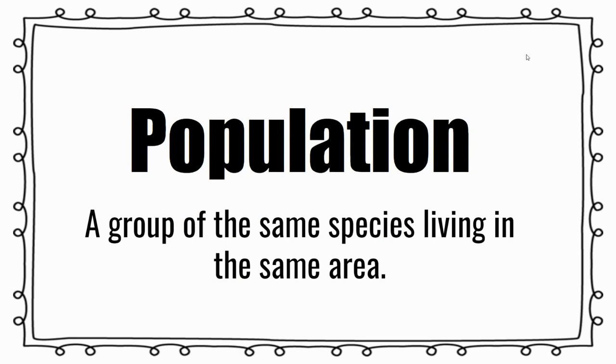So the first definition is population, and a population is a group of the same species living in the same area. Okay, so a lot of the time when we think of populations, we think of how many people live in a city, because that's the number of human beings that live in that city. So the humans in Walker are one population. You could also say the bacteria on your phone are one population.